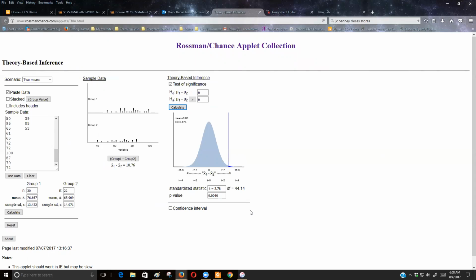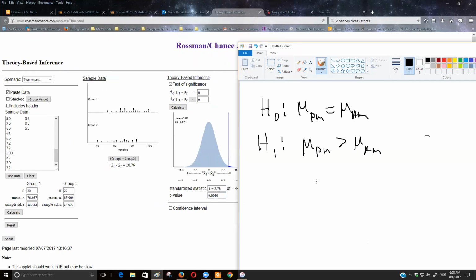So I'm seeing a test statistic of 2.78. I'm seeing a p-value of 0.004. Pretty small p-value. So that's using the applet to get your answers. I think that's where people are having trouble. Pretty straightforward, much easier than using the formula. And then I'm going to reject H0 because I have a small p-value.